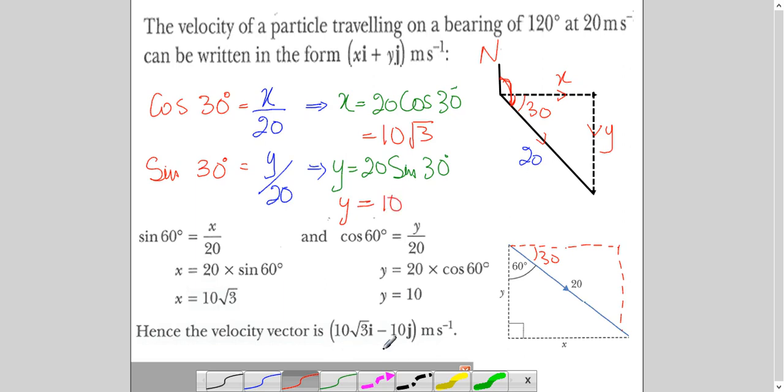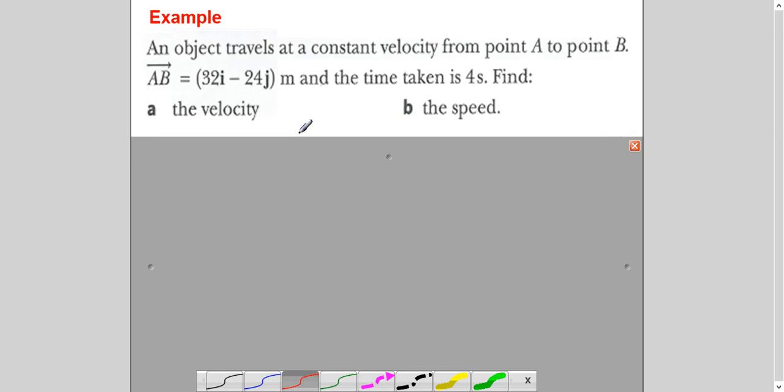So this is how you will find out the velocity vector of the particle which is traveling on a bearing of 120 degree at the speed of 20 meter per second. Splitting and finding out the component of velocity is extremely important to understand. Only then you will be able to solve examination questions. So let's take an example here.